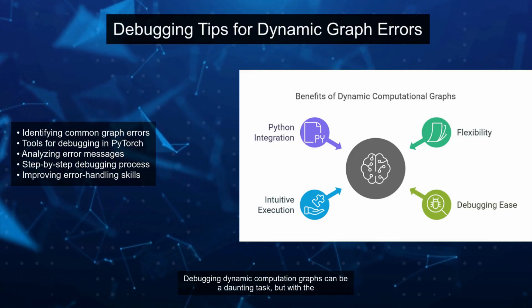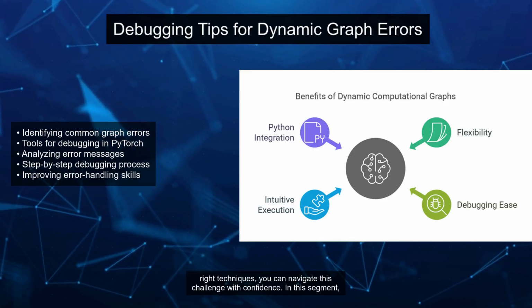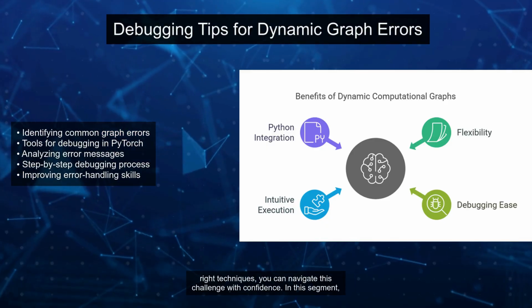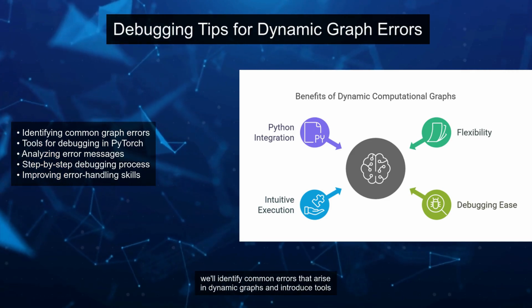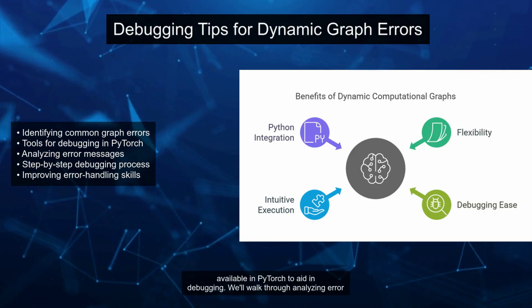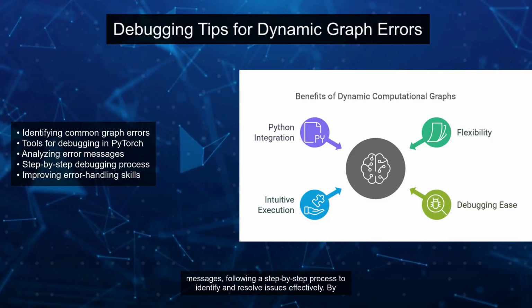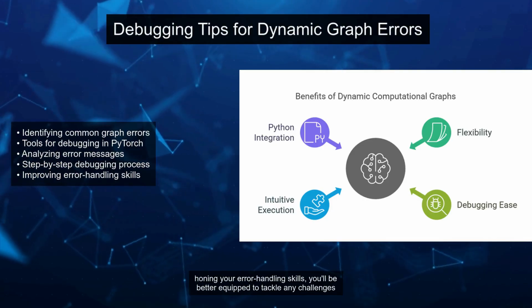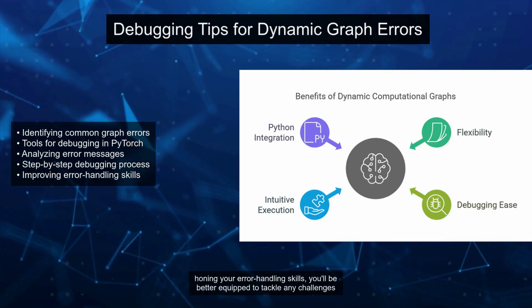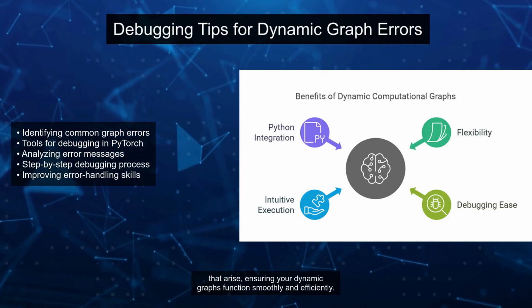Debugging dynamic computation graphs can be a daunting task, but with the right techniques, you can navigate this challenge with confidence. In this segment, we'll identify common errors that arise in dynamic graphs and introduce tools available in PyTorch to aid in debugging. We'll walk through analyzing error messages, following a step-by-step process to identify and resolve issues effectively. By honing your error handling skills, you'll be better equipped to tackle any challenges that arise, ensuring your dynamic graphs function smoothly and efficiently.